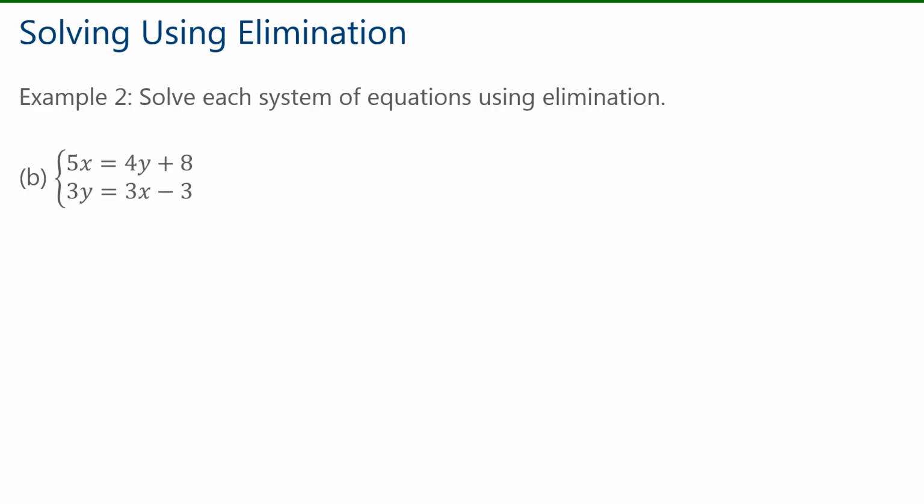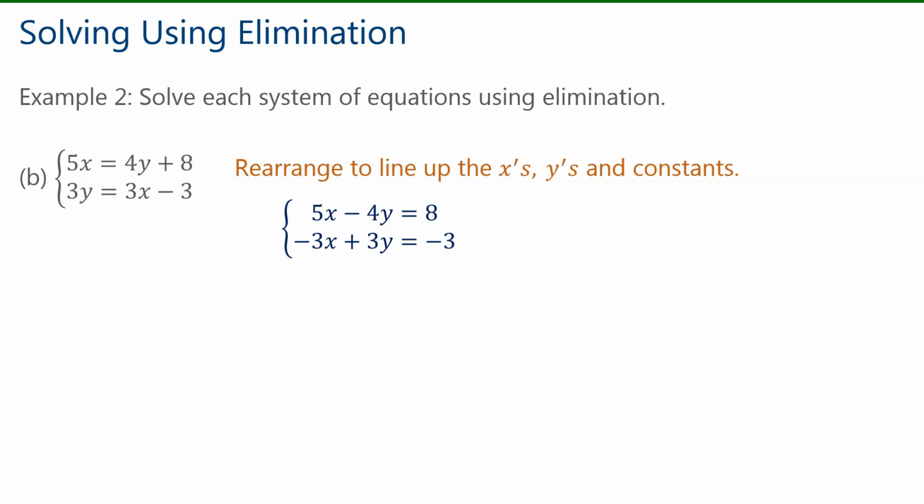Now take a look at this system for a moment. You notice that it's written a little bit differently than the other examples. Here, the x's and y's and constants are not lined up. So that's what we're going to start by doing. We're going to rearrange this equation so that we have x's over x's, y's over y's, and constants over constants. So I'm going to bring the 4y over to the left to make it 5x minus 4y equals 8, and then bring the 3x over to the left and put it in front of the 3y to give us the second equation here.